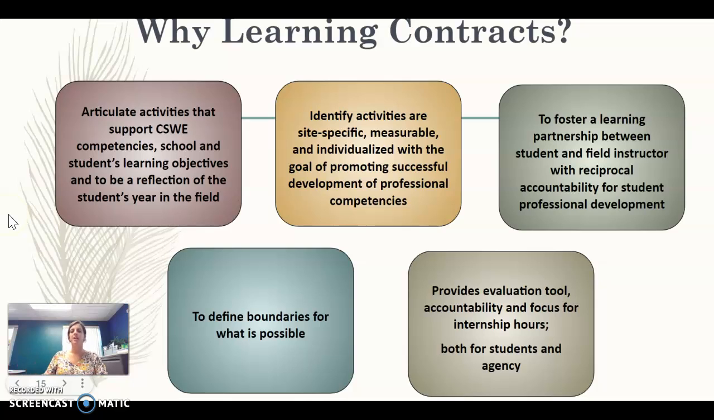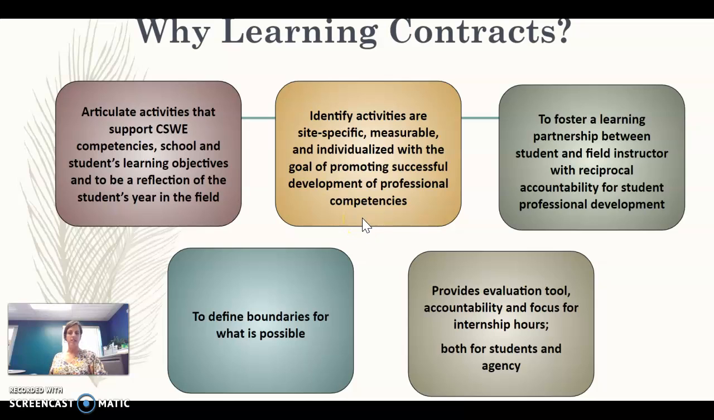CSWE, the Council of Social Work Education, obviously is kind of asking us to do it because it shows us that our students are mastering the competencies that they've identified. And so this is kind of like the end of their education. At this point, they should have been able to master all the competencies through their education and through practice. And this is just the evaluation tool to reflect that.